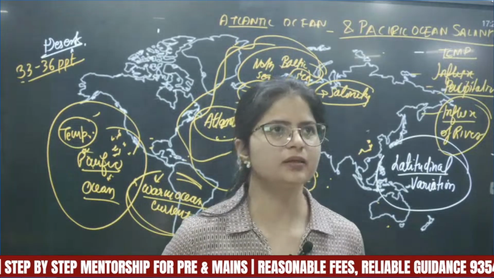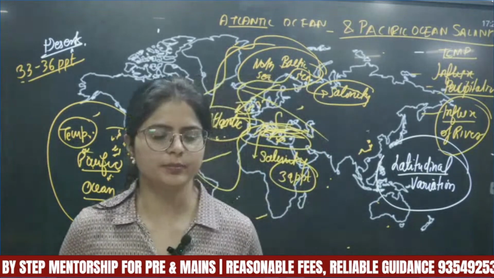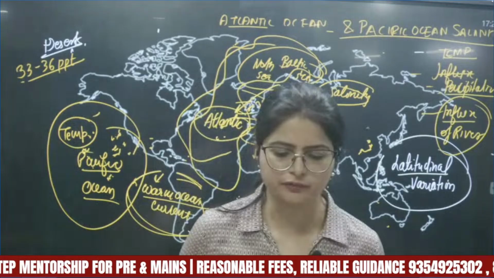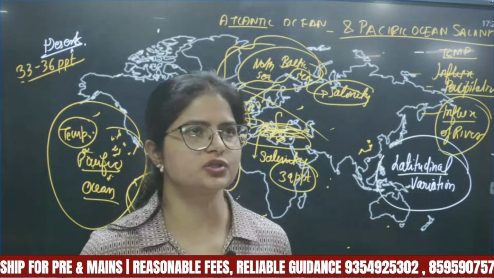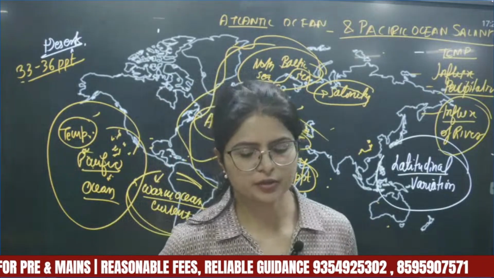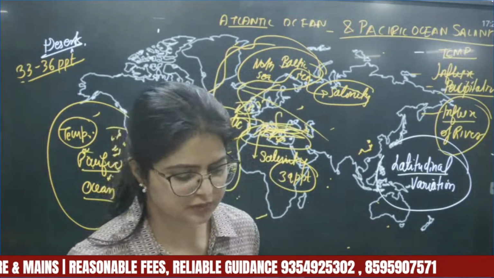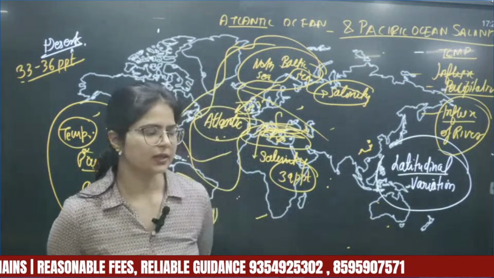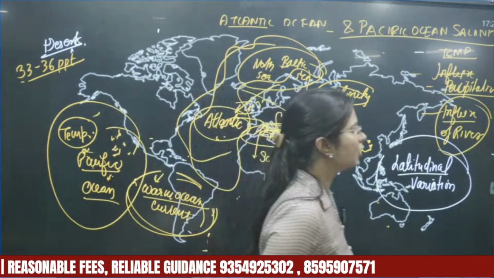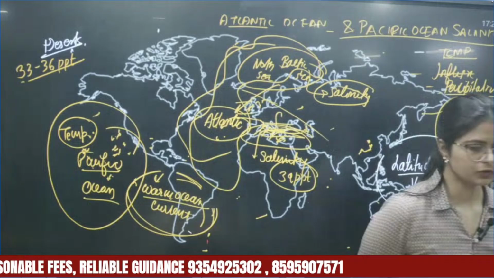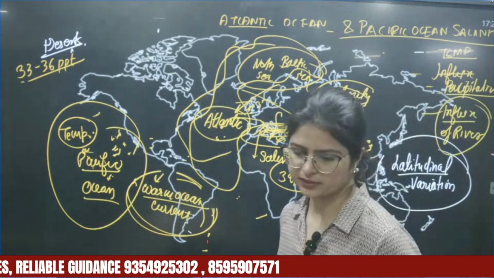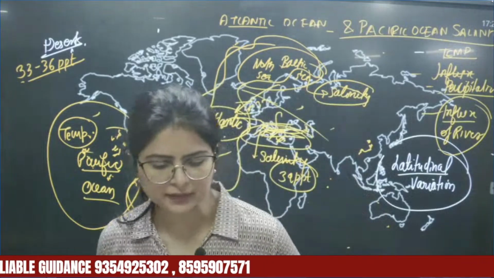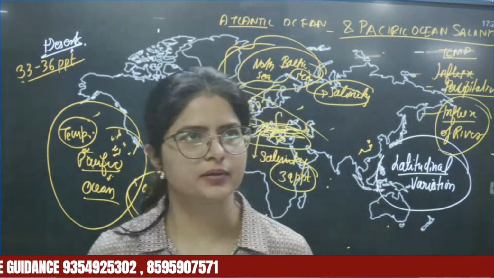Which is between 32 to 34 ppt, because of enormous fresh water discharge from rivers like Ganga, Brahmaputra, Godavari, Krishna, etc., combined with heavy monsoon rains.